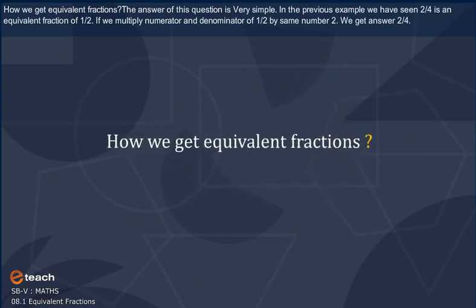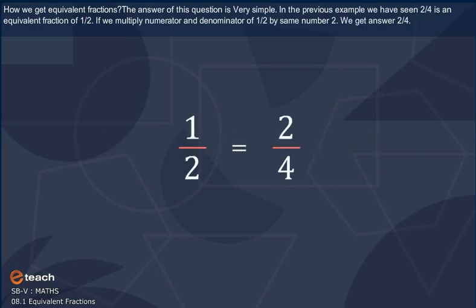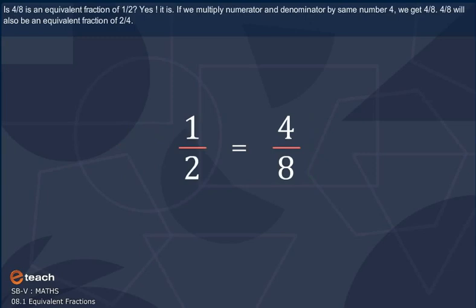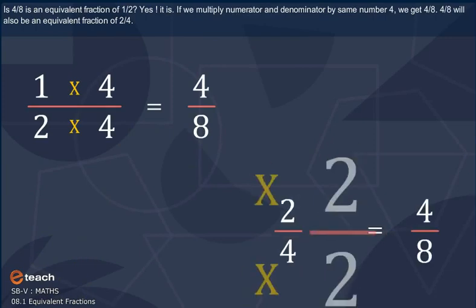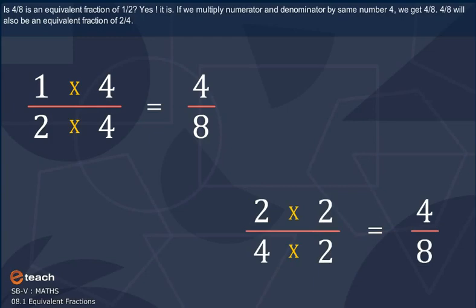The answer to this question is very simple. In the previous example, we have seen 2/4 is an equivalent fraction of 1/2. If we multiply numerator and denominator of 1/2 by same number 2, we get answer 2/4. Is 4/8 an equivalent fraction of 1/2? Again, yes, it is. If we multiply numerator and denominator by same number 4, we get 4/8. 4/8 will also be an equivalent fraction of 2/4.